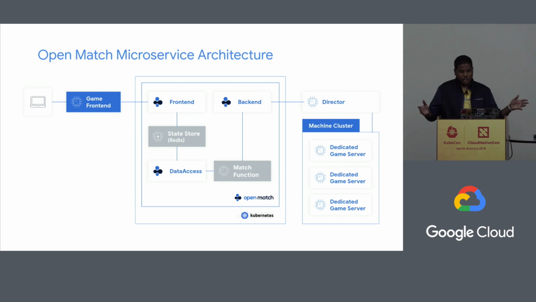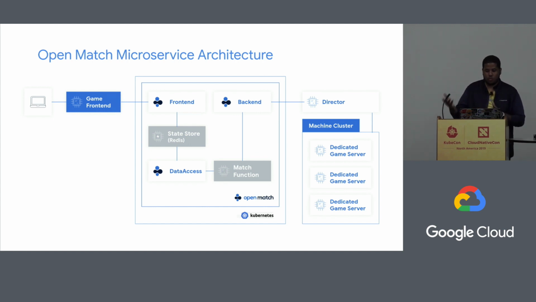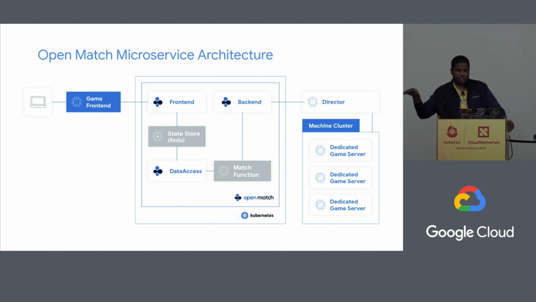So enter Open Match. It's built on Kubernetes, a series of microservices that we're going to build out. You'll see that your clients or your players will connect to your game front end, which will be responsible for sending tickets to Open Match and allowing you to call each one of these microservices to give you the result that you want, which is getting connected to a particular game server for your game that matches your particular profile. Within Open Match, we have several components: the front end, back end, and data access, and you'll see the director, which is outside of Open Match, which is responsible for connecting you to your game servers.